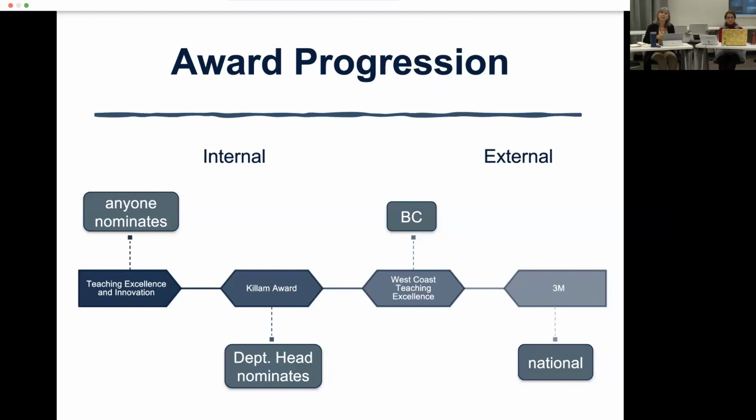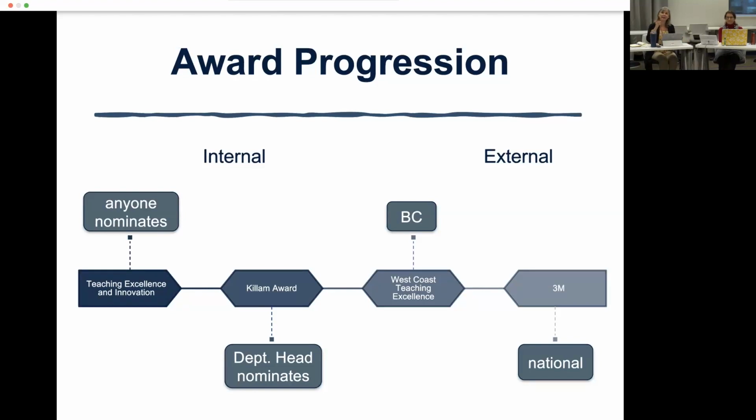And then we move into the external awards, which is the BC West Coast Teaching Award. That one's very specific to British Columbia. It's just been running for a couple of years, and it comes from BC Campus and BC TLC, BC Teaching and Learning Center leadership people. And Stephen McNeil won one of those awards last year from our campus. There's a chemistry award, Robert.